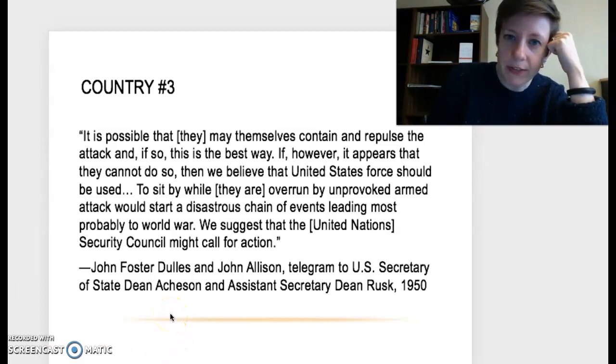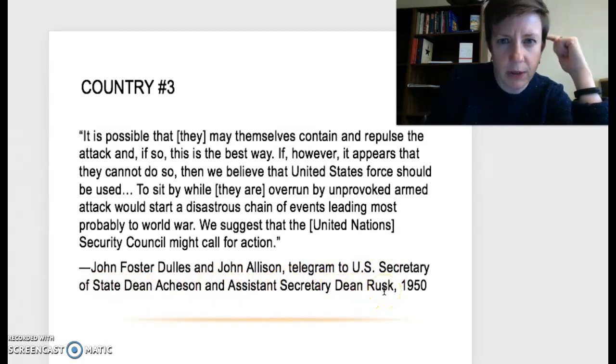All right, so if I were reading the source, I would obviously always pay attention to the source line first. I see John Foster Dulles and John Allison, a telegram being sent to the U.S. Secretary of State, Dean Acheson, and Assistant Secretary Dean Rusk. I recognize these names from the chapter. I know that these are Americans. This is 1950. And then I'm going to read about what's actually happening here.